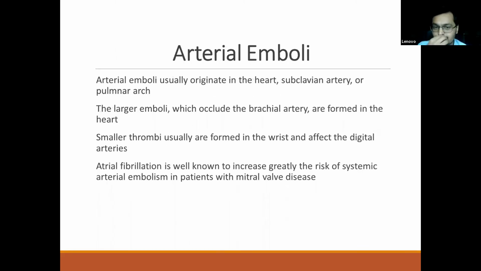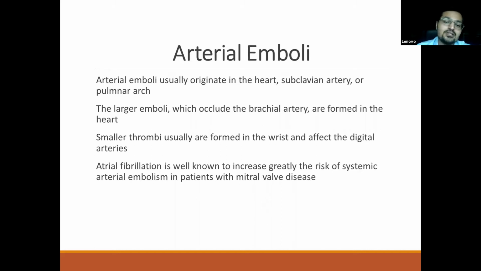The arterial emboli that originate in the heart, subclavian artery or aortic arch are larger emboli, and they can occlude the brachial artery in the upper limb, or smaller thrombi, if they go further out, might occlude the smaller calibered vessels like radial, ulnar and digital arteries.